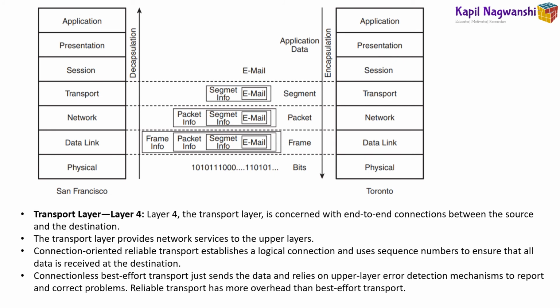So in the physical layer and these two layers, we use MAC address, for node to node delivery. Here we use IP address or logical address for source to destination delivery. But in the case of the transport layer, we use port address. Port address is for message to message or process to process delivery.